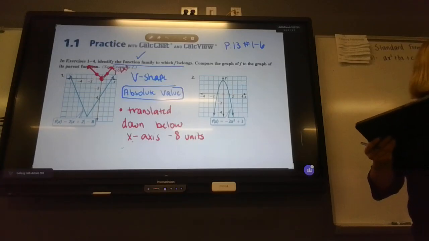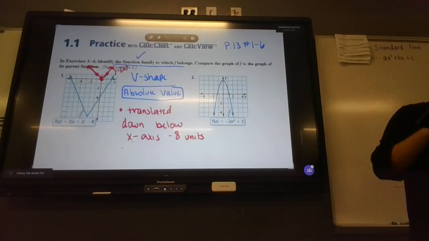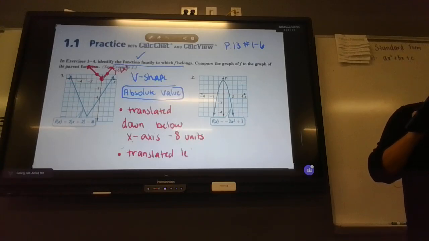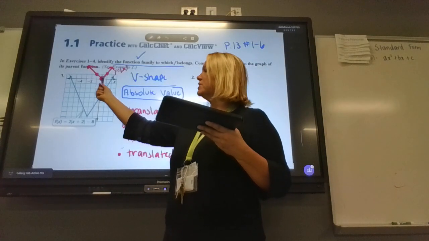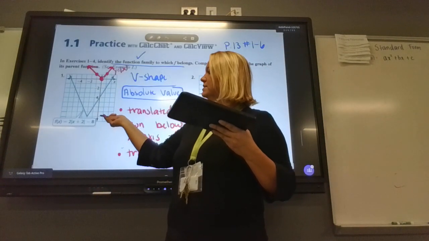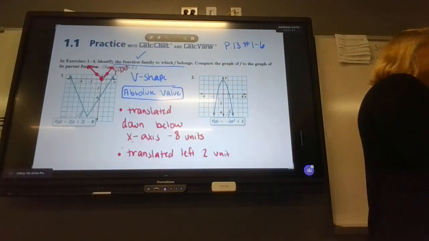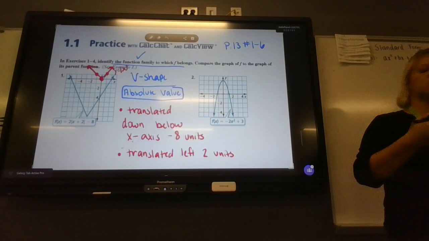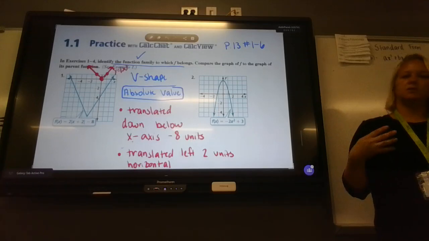It's also over, right? Which direction is it over? Is it over left or is it over right? It's also left. I'm going to use that word translate. I actually know exactly how far left it is. It's left 2 because the parent function's right at the origin. And this one is shifted 2 units over. So I'm going to say left 2 units. Or I could have said translated negative 2 units horizontally. And translations are described in lots of different ways.